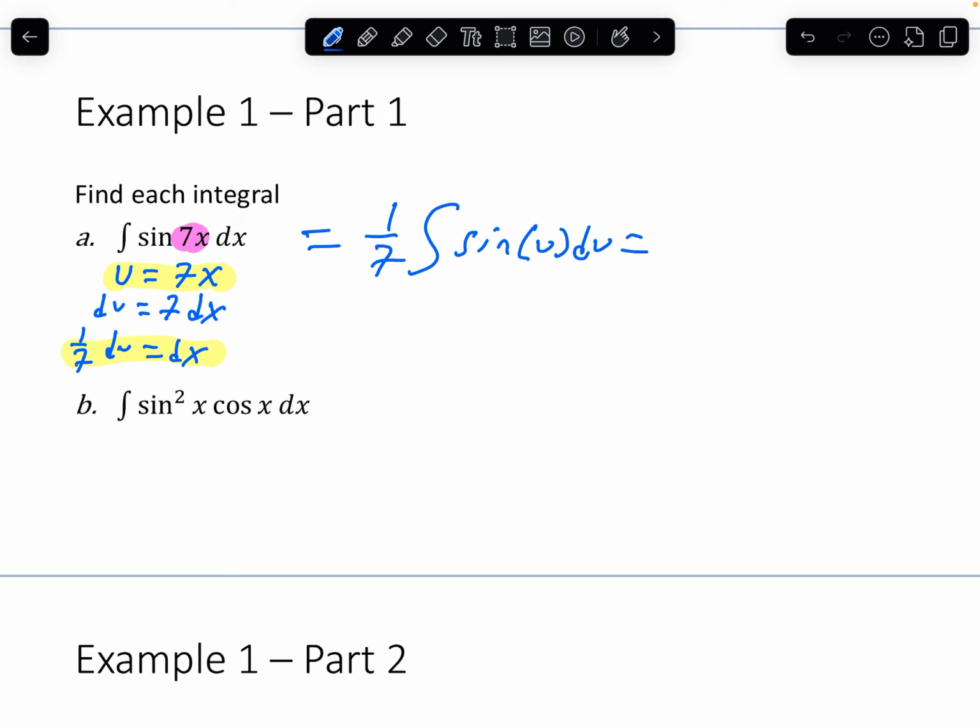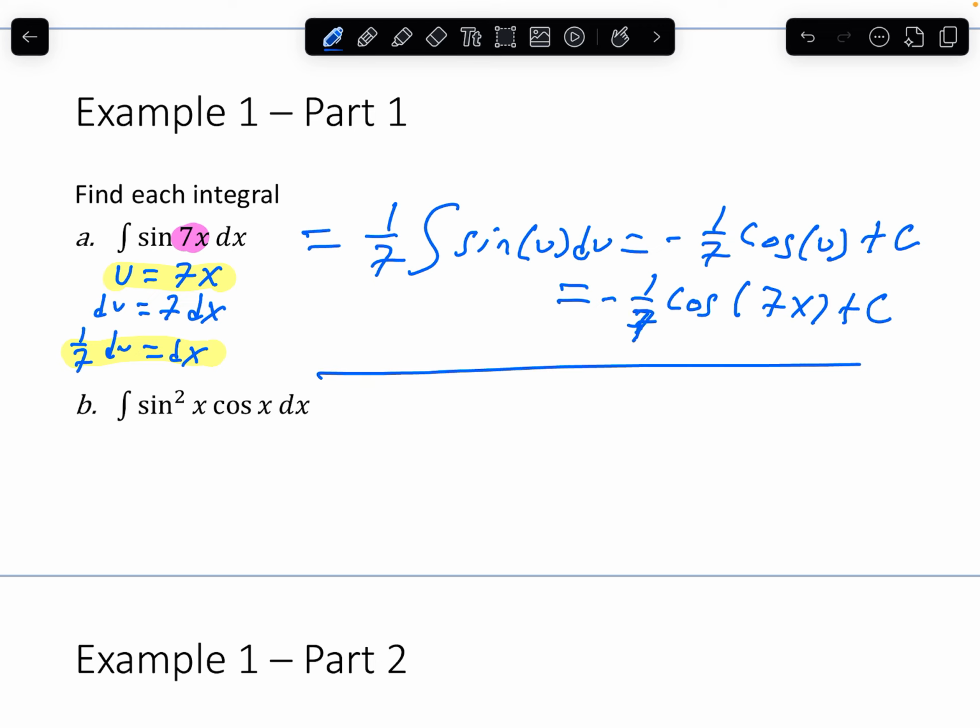And so what does that become? This makes negative 1/7 times the cosine of u plus c. And reapplying that u substitution, this makes negative 1/7 times the cosine of 7x plus c. My 7 looks horrendous, let me fix that. There we go.